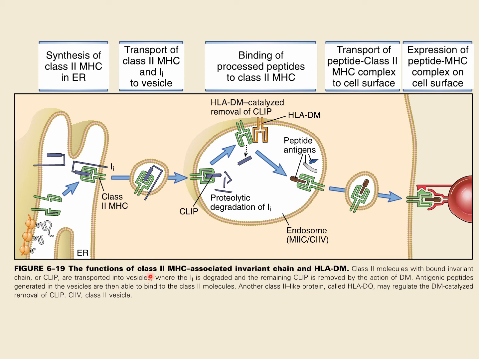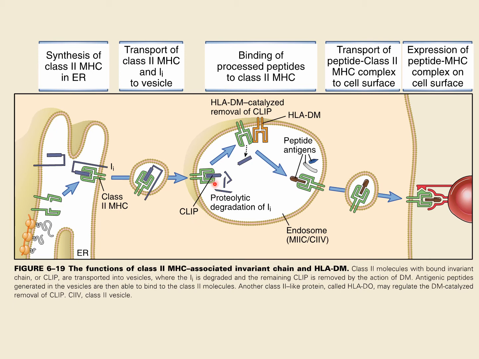Now let us see the function of the class 2 MHC associated invariant chain and HLA-DM. Basically, the invariant chain, Ii, promotes folding and assembly of MHC class 2 to late endosomes and lysosomes. This invariant chain remains bound to the cleft of the MHC class 2 molecule. It is then cleaved by a protein called cathepsin, leaving behind a remnant of 24 amino acids called CLIP, or class 2 associated invariant chain peptide.